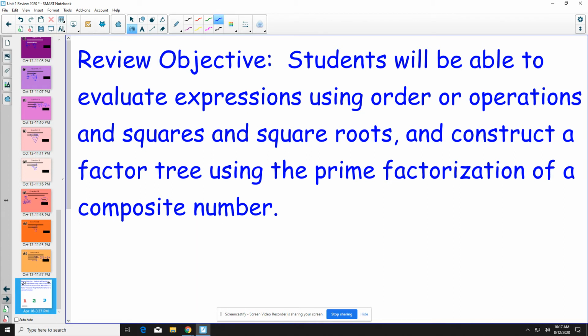Okay, hopefully you did a really good job on our review. If you feel like you struggled a little bit, it may be a good idea to go back and do this review again on another sheet of paper to try again. We will take our Unit 1 big quiz tomorrow.